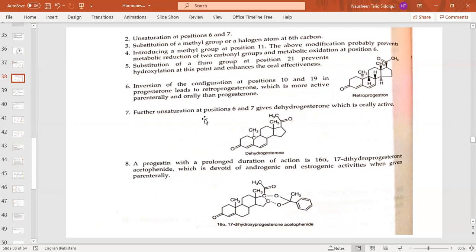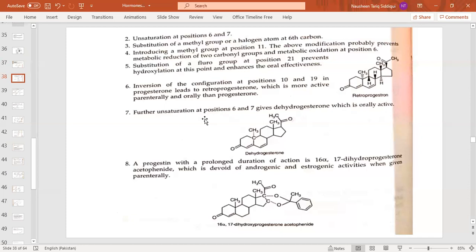Introducing a methyl group at position 11, the above modification probably prevents metabolic reduction of two carbonyl groups and metabolic oxidation at position 6. Substitution of a fluoro group at position 21 prevents hydroxylation at this point and enhances the oral effectiveness.